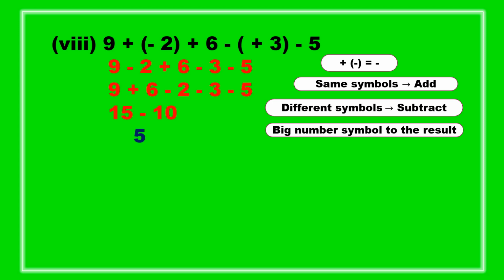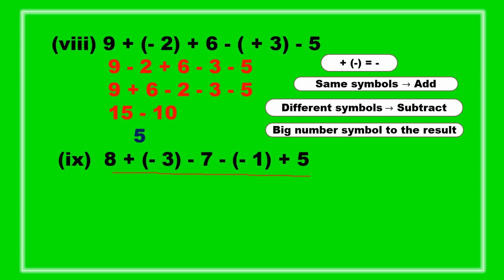Okay. So let me take one more question: 8 plus of minus 3 minus 7 minus of minus 1 plus 5. Here the first step is to remove the brackets. For removal of the brackets, you have one rule: plus into minus or minus into minus, you should do it. So let me write the two formulas: minus into minus is plus, and plus into minus is minus.